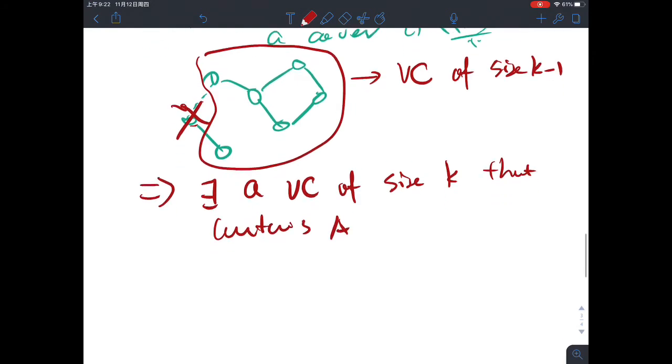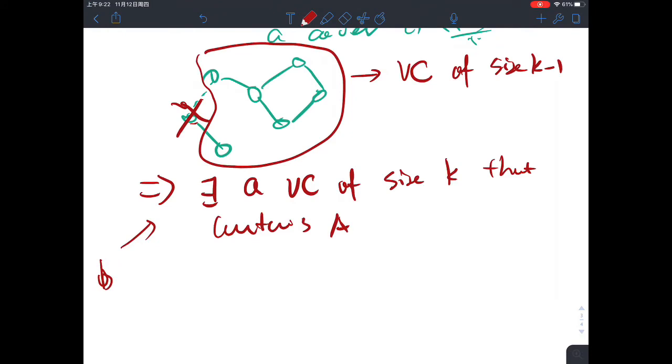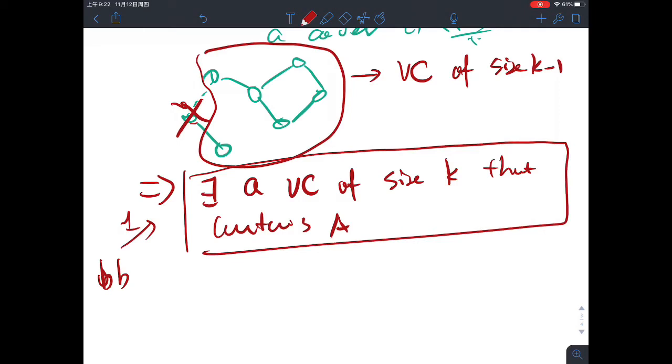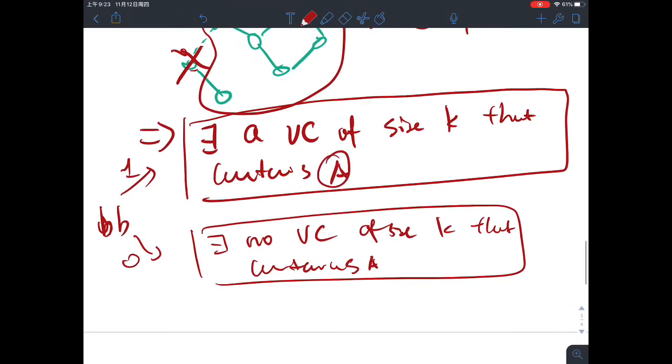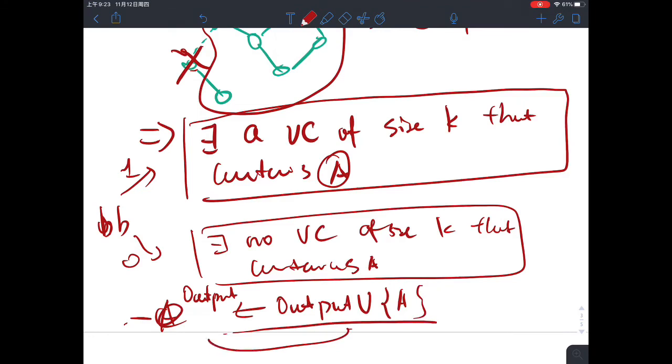Again, if the oracle, the black box, outputs 1, then we know that there exists a vertex cover of size k that contains A. If it outputs 0, we know that there exists no vertex cover of size k that contains A. Now if there exists a vertex cover of size k that contains A, we will just put A into the output set. So we include A as part of our output set.